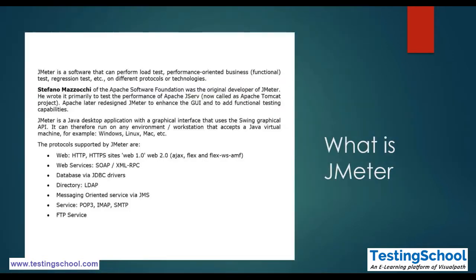So the first thing is, what is JMeter? JMeter is a Java desktop application which was developed by Apache Software Foundation, and it is widely used for performance testing, especially for web applications on the HTTP protocol. Apart from the HTTP protocol, we can also go for web services testing using JMeter, and it is very easy to develop scripts.